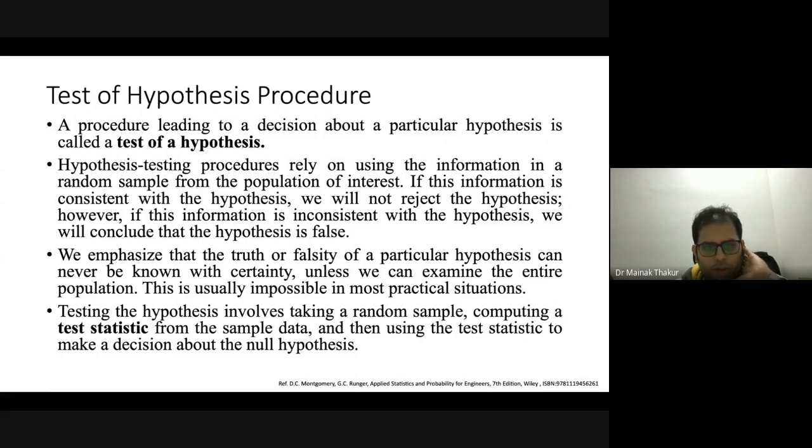This is usually impossible in most practical situations. That's why errors are coming, right? So errors will come. We'll talk about the errors also. Testing the hypothesis involves taking a random sample. It's very simple. You take a random sample, compute a test statistic from the sample data, and then use the test statistic to make a decision about the null hypothesis.